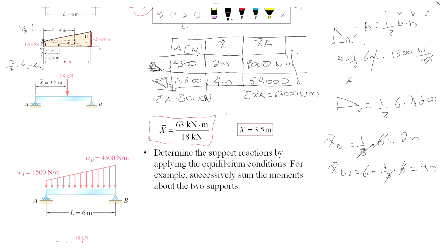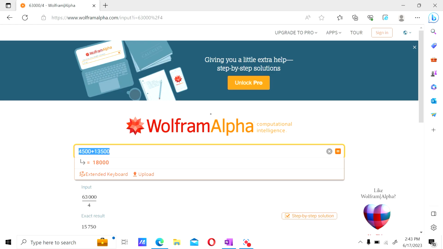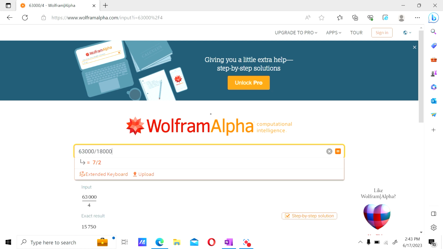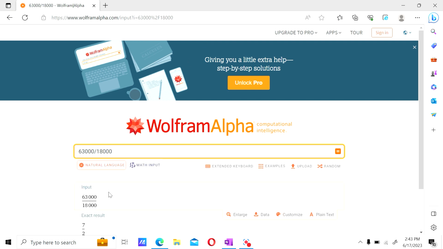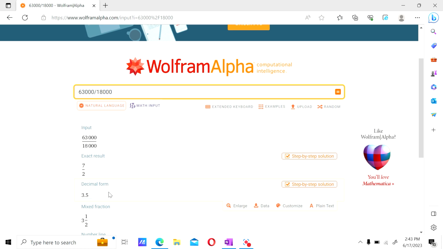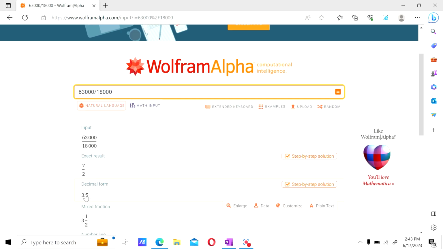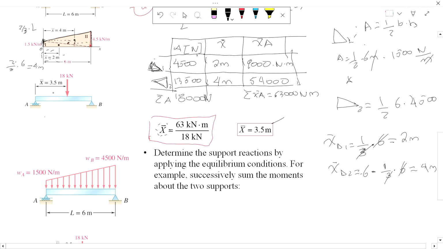Okay. All right, so if we divide, this is also from last video, if we divide 63,000 divided by 18,000, we have 3.63, yeah, it's 3.5 meters, right? Yeah, we have 3.5 meters. So that force is, first of all, the summation. The total force is the summation of both regions.